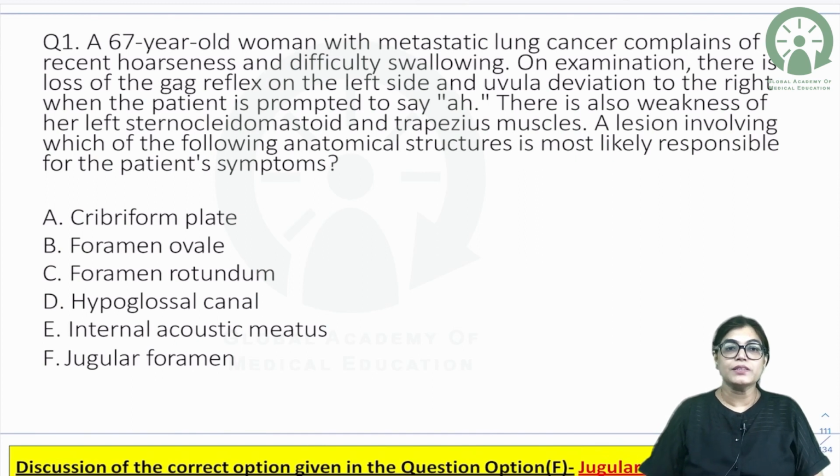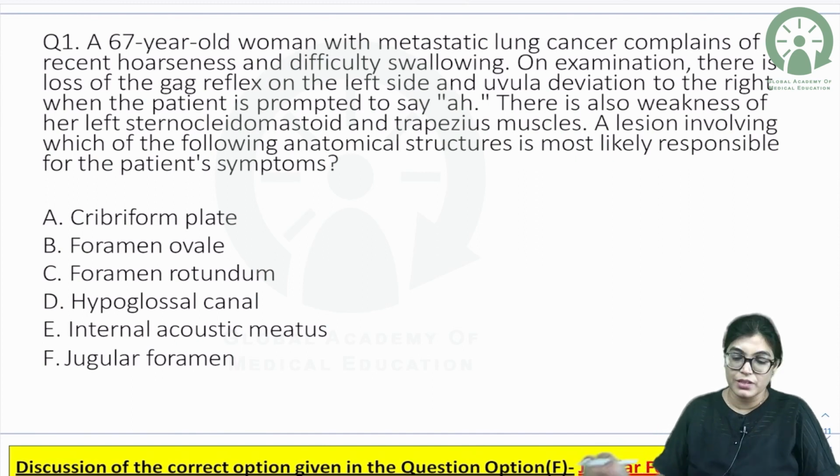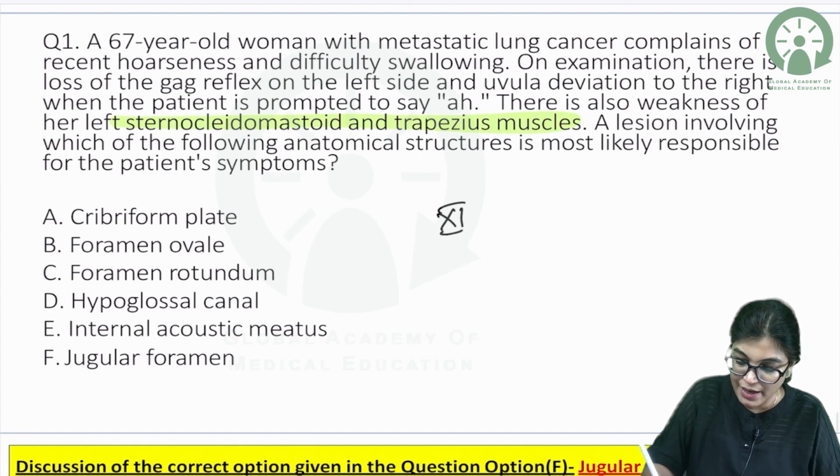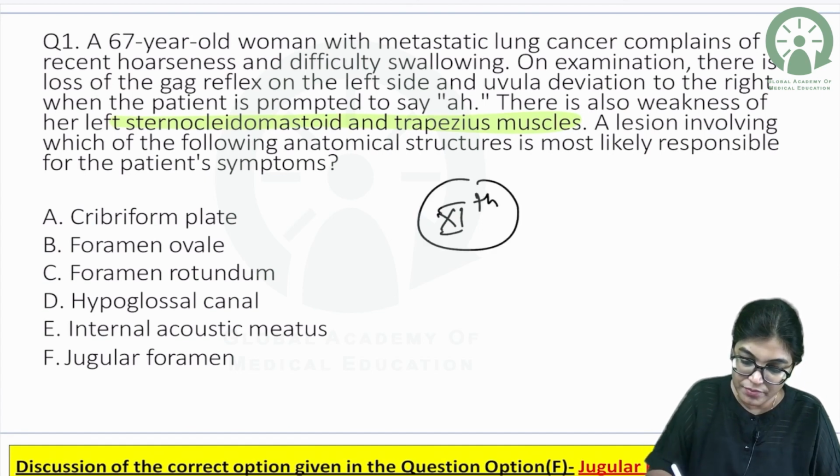There is also weakness of sternocleidomastoid and trapezius muscle. Which of the following structure is involved? So the key feature is sternocleidomastoid and trapezius is injured. That means which nerve is injured? 11th accessory nerve is injured.